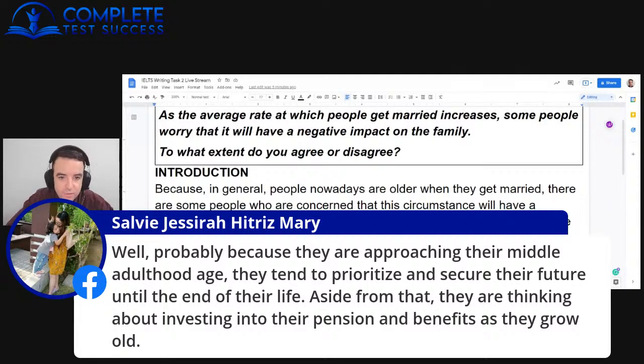Well, probably because they're approaching their middle adulthood age, they tend to prioritize and secure their future until the end of their life. Good. Aside from that, they're thinking about investing into their pensions and benefits as they grow old. So they're too preoccupied with making sure they're okay when they hit retirement. Perfect. That's really good.